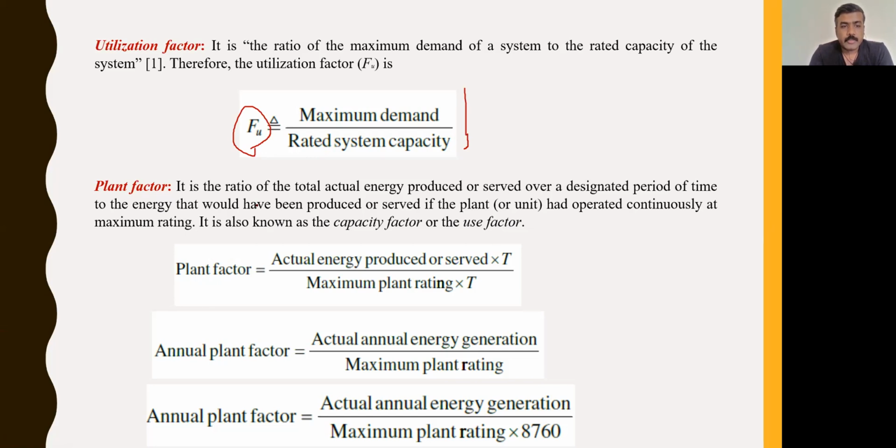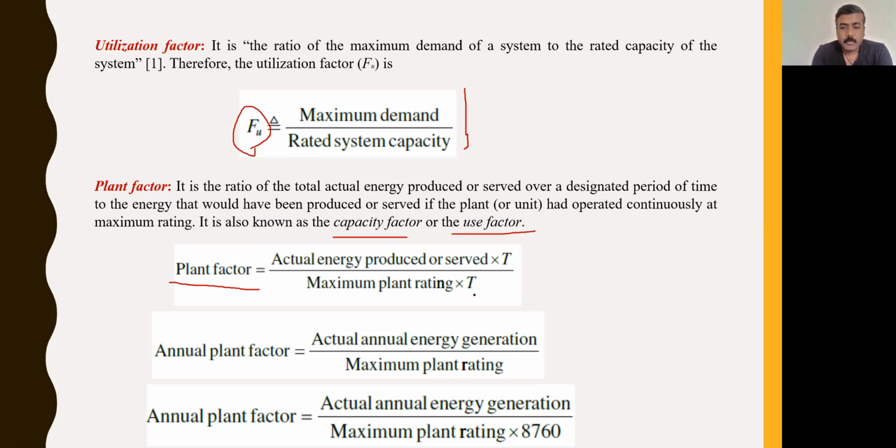Another important definition is plant factor. It is the ratio of total actual energy produced or served over a designated period of time to the energy that would have been produced or served if the plant or unit had operated continuously at the maximum rate. It is also known as the capacity factor or the use factor. So plant factor is expressed as the ratio between actual energy produced or served to the maximum plant rate.